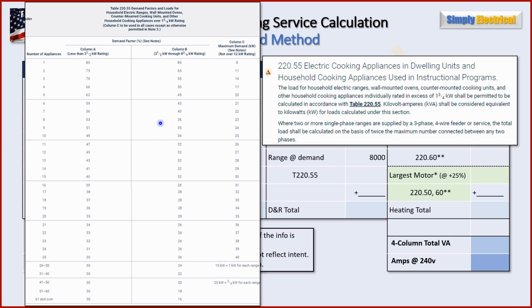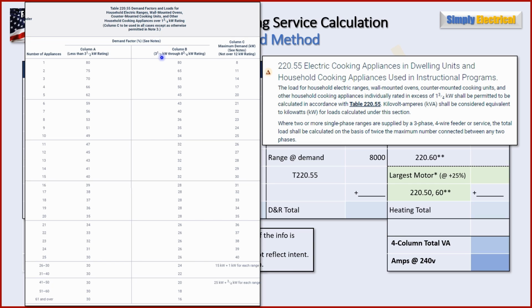So let's see what this table says. It says demand factors and loads for household electric ranges, wall-mounted ovens, counter-mounted cooking units, and other household cooking appliances over 1 3/4 kW rating. And then it gives us a parenthetical here, and it says column C to be used in all cases except as otherwise permitted in Note 3.